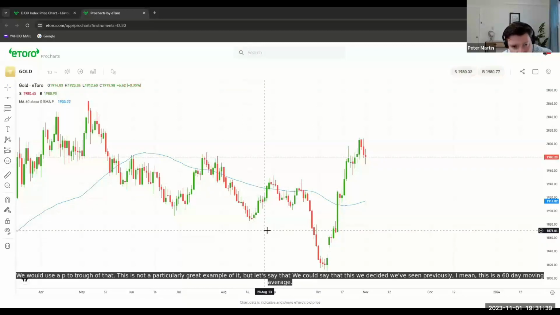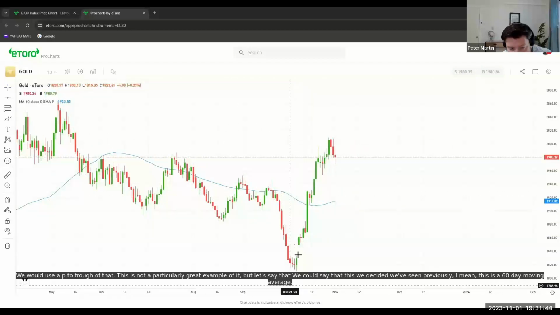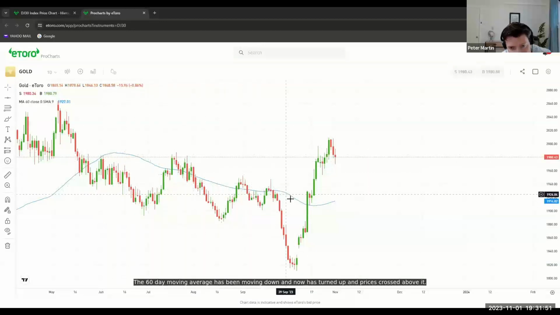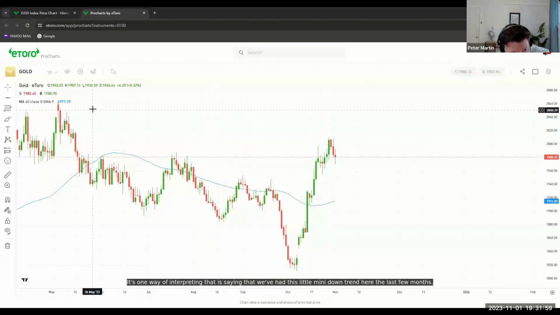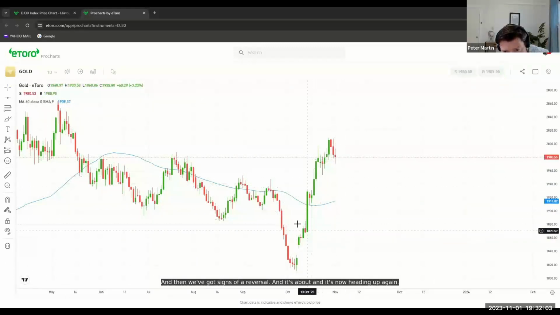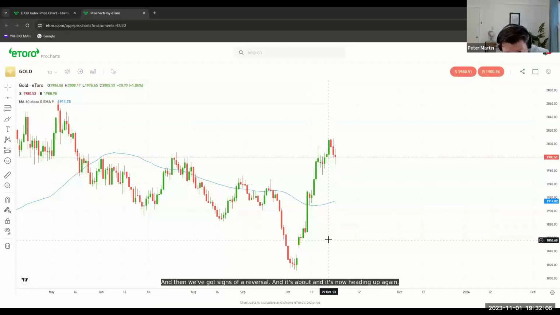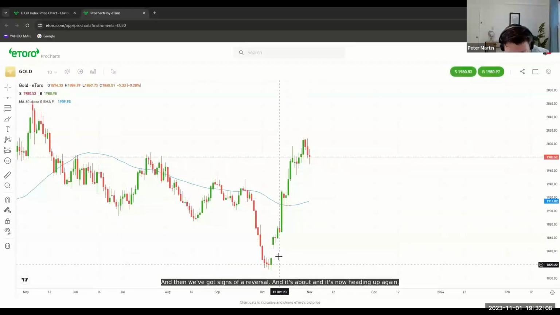This is not a particularly great example of it, but let's say that we've seen previously, I mean, this is a 60-day moving average. The 60-day moving average has been moving down, and now it's turned up and price has crossed above it. So one way of interpreting that is saying that we've had this little mini downtrend for the last few months, and then we've got signs of a reversal, and it's now heading up again. Now let's say that we're treating this as if it is a break to the upside.